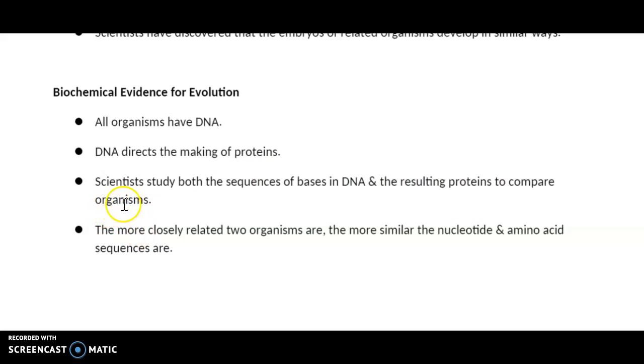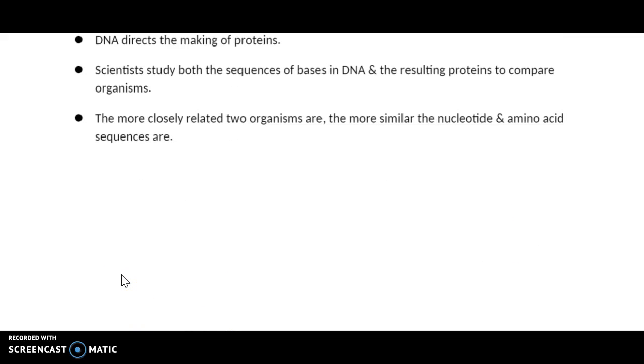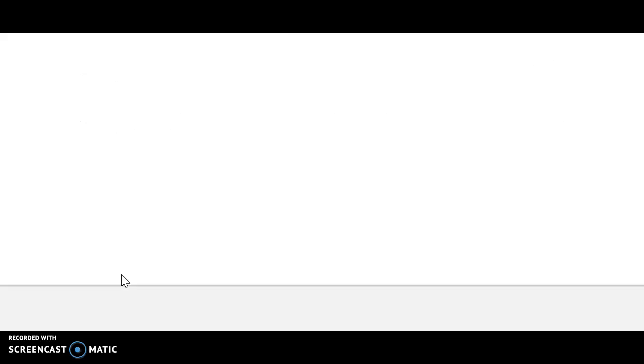Well, if we only have 20 possible amino acids to be used in all the proteins in the world, of course, they're going to be similar. The more closely related two organisms are, the more similar the nucleotides and their amino acid sequences are. And that's that.